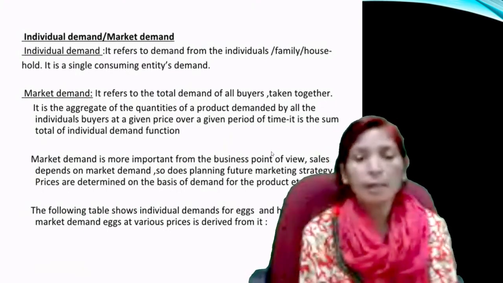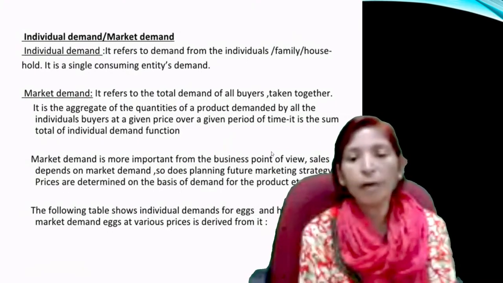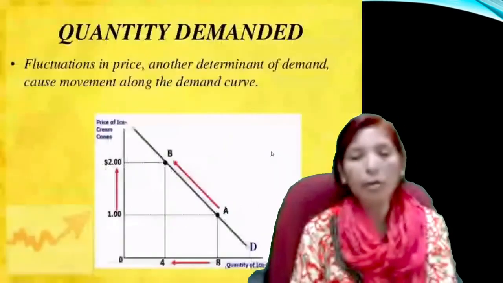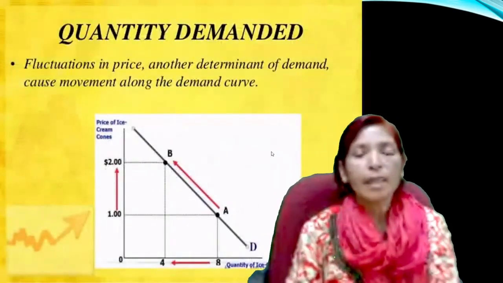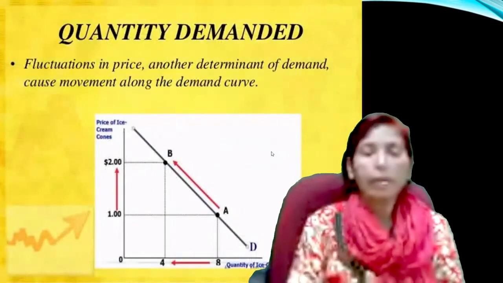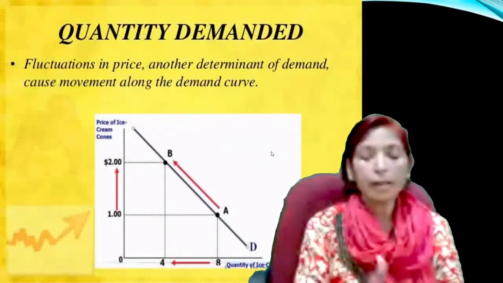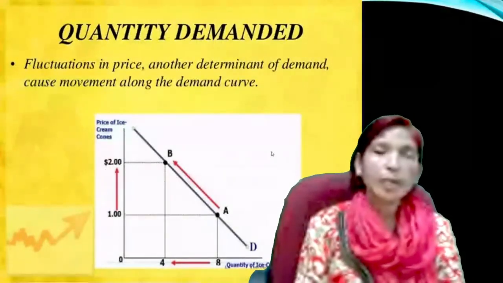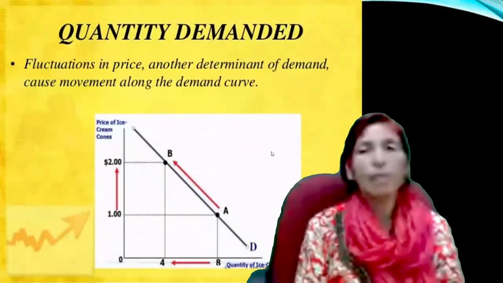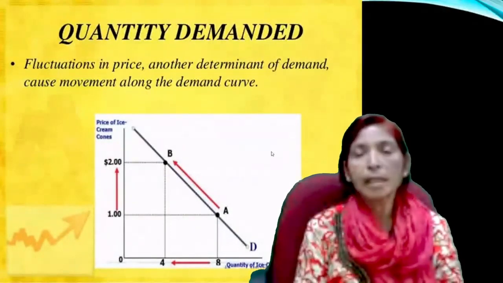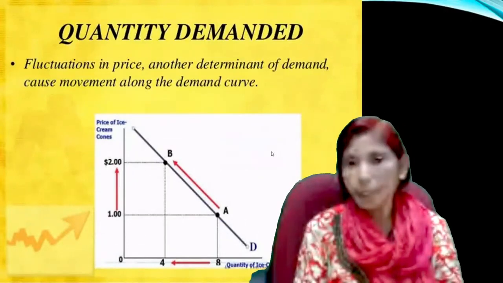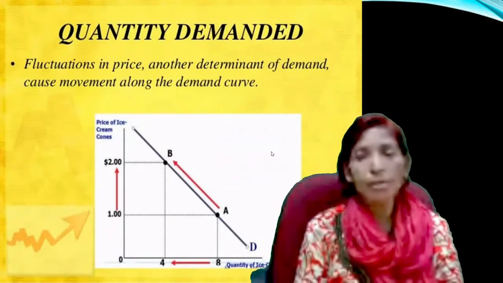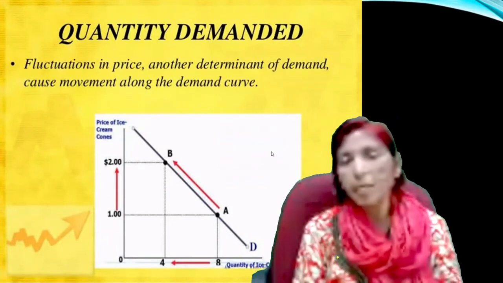The following table shows the individual demand for eggs and how the market demand for eggs at various prices is derived from it. For example, if we are talking about the individual demand schedule, an individual demand schedule is a tabular presentation of different quantities of a commodity demanded by a single person at given prices. And the market demand schedule is the sum total of individual demand schedules.